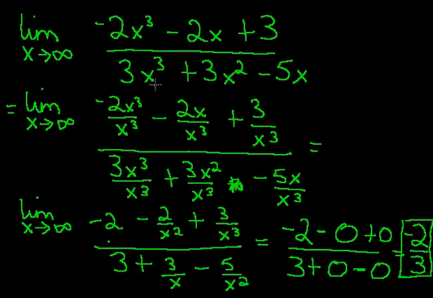In general, you just really have to remember that you have to divide each term by the highest exponent in the denominator. And then you can simplify it out and then do each limit separately and then put them all together, and then you'll get your answer by doing that.